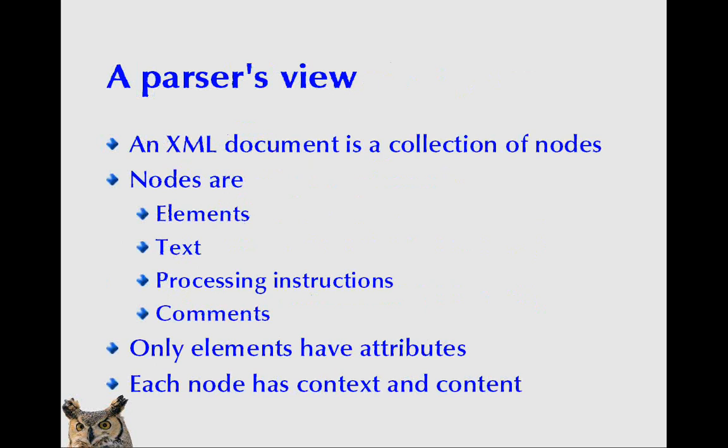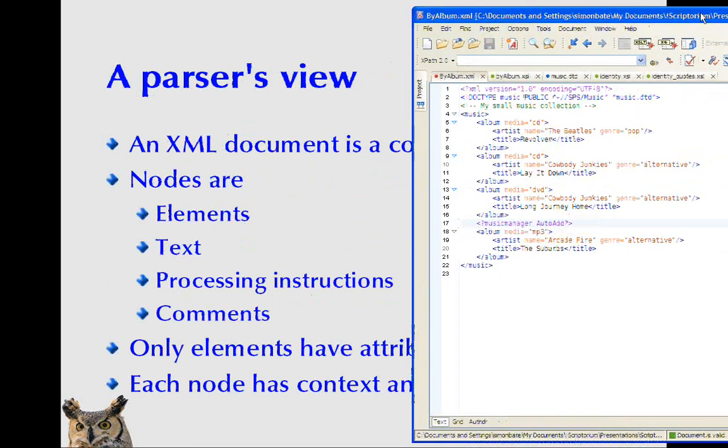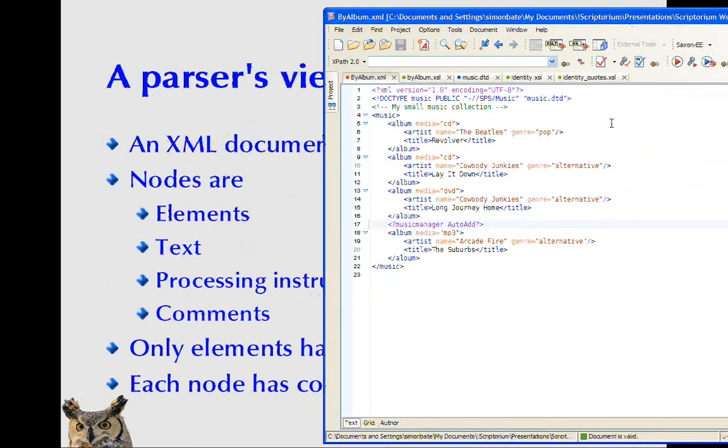Now, to a parser, say like XSL, the parser sees this XML file as a series of nodes. And so each element can be seen as a node. So this music element in its entirety is a node. An album element is a node unto itself. But nodes include the elements and the text. And so the text here, as this title, is considered by the parser a node. A processing instruction is a node.